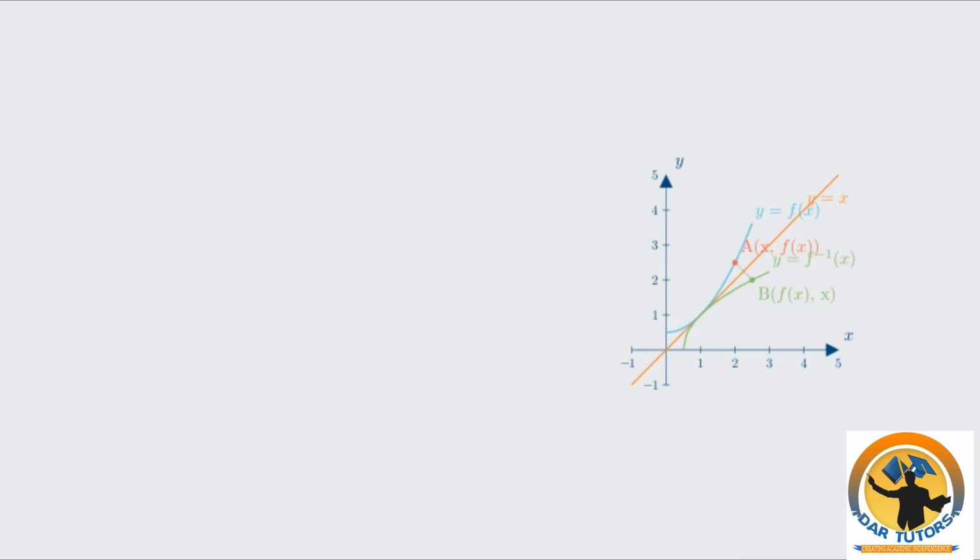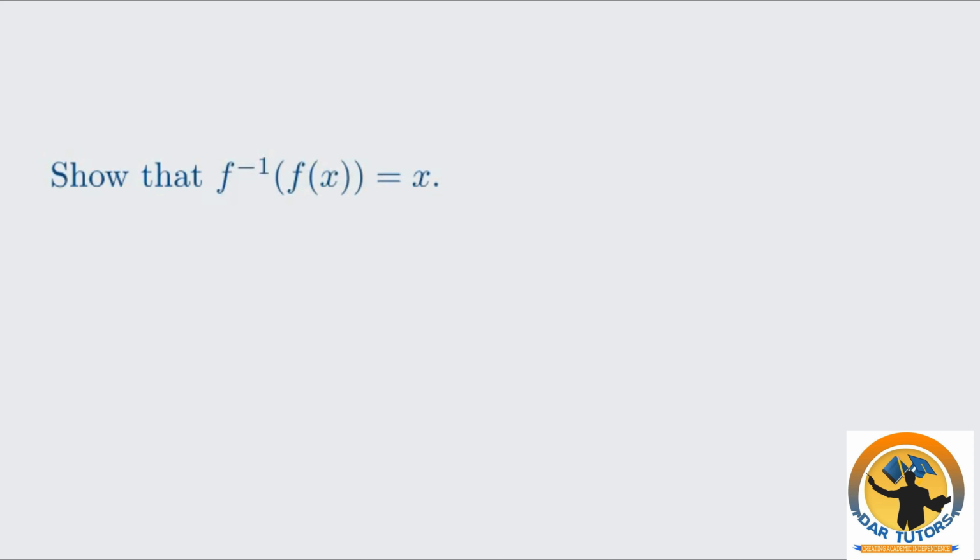This graphical property is a direct consequence of how we find the inverse algebraically, by swapping the x and y variables. Let's use this idea to prove the identity function property we mentioned earlier, f inverse of f of x equals x. We want to show that f inverse of f of x equals x. Let's start with a point on the graph of f of x. We'll call it P. Let P be the point (x, f of x).